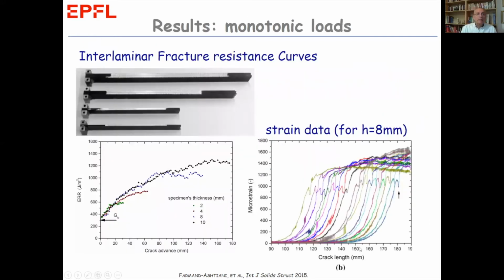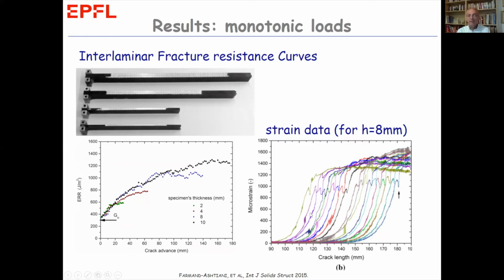Here are the results. We have here the intralaminar fracture resistance curves for 4 different thicknesses. Now, notice here that all these have the same initiation, but the R curves differ significantly. As an example, look at the 2 or even 4 millimeter and then the 10 millimeter thickness specimen. So we have a much tougher specimen for the thickest specimen.